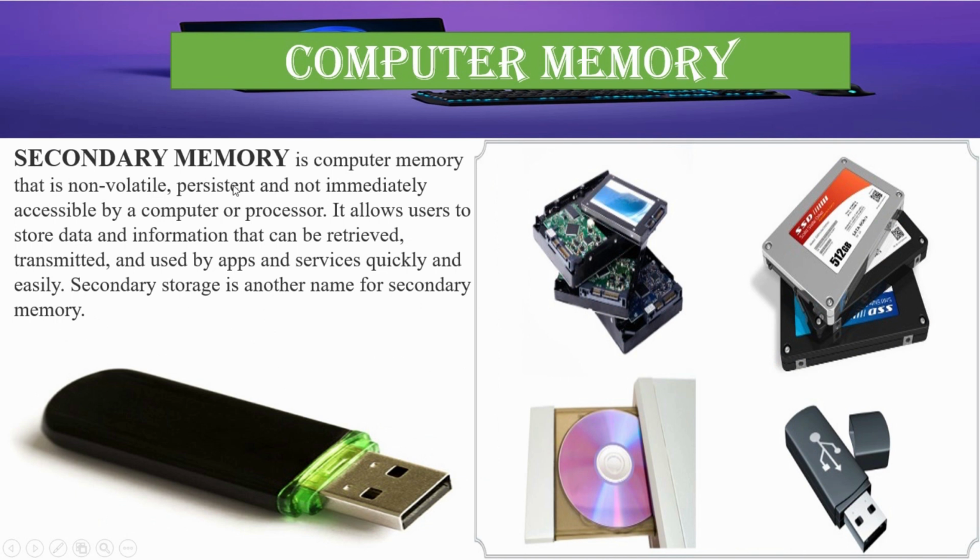Then secondary memory, which is the second type of computer memory, is computer memory that is non-volatile, persistent, and not immediately accessible by a computer or processor. It allows users to store data and information that can be retrieved, transmitted, and used by apps and services quickly and easily. Secondary storage is another name for secondary memory.